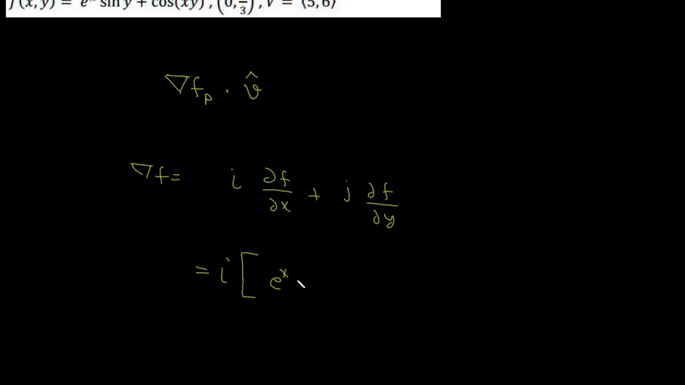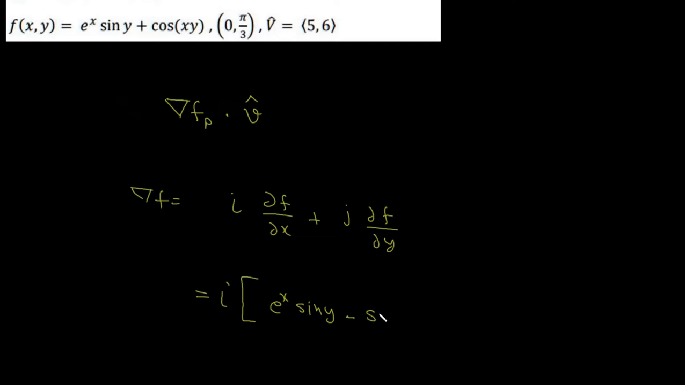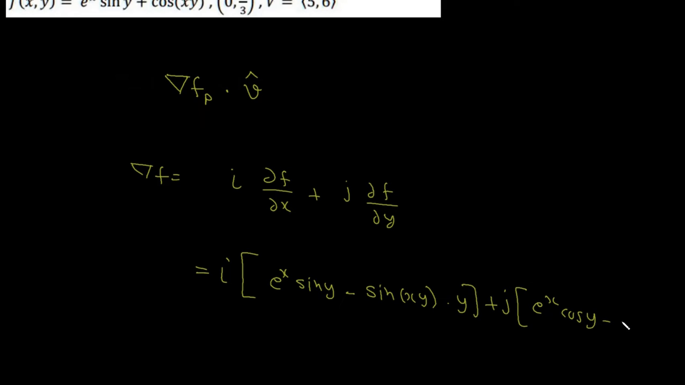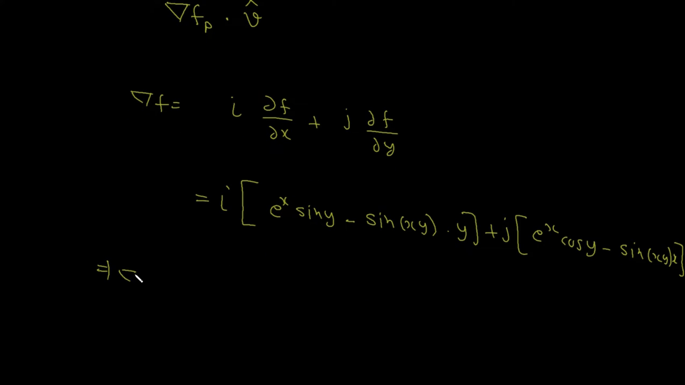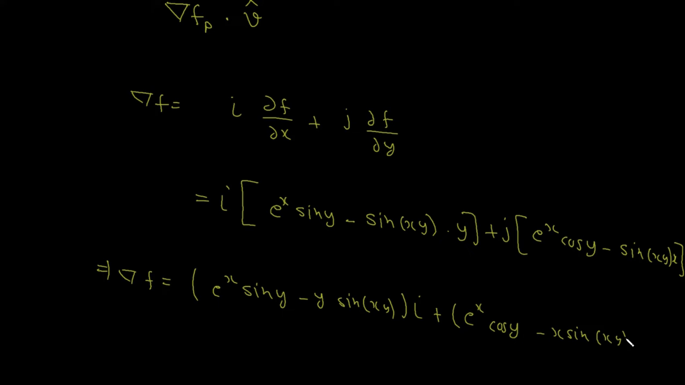Here first we find gradient of f. So gradient of f is equal to i del f over del x plus j del f over del y. Partial differentiation of f with respect to x is e to the power x sin y minus sin(xy) into y, plus j, partial differentiation of f with respect to y is e to the power x cos y minus sin(xy) into x. Gradient of f is equal to (e to the power x sin y minus y sin(xy)) i plus (e to the power x cos y minus x sin(xy)) j.